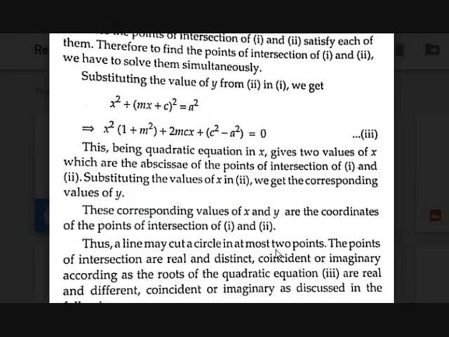Okay, a line will cut a circle in at most two points, right? So the points of intersection are real and distinct, or coincident, or imaginary, according to the roots. For each case, let's discuss an equation which will be satisfied for that case.